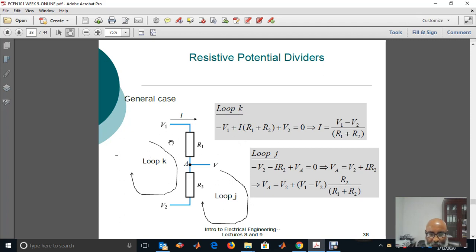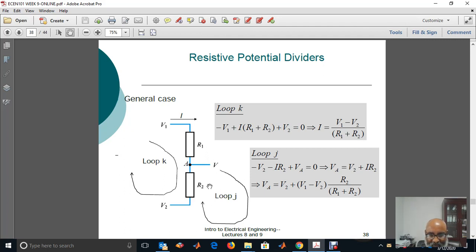So in this loop, I have minus V1 plus, because the same current flows, I times R1 plus R2 plus V2 is equal to 0. Therefore, I is equal to V1 minus V2 over R1 plus R2. I means the current flowing through R1 and R2.